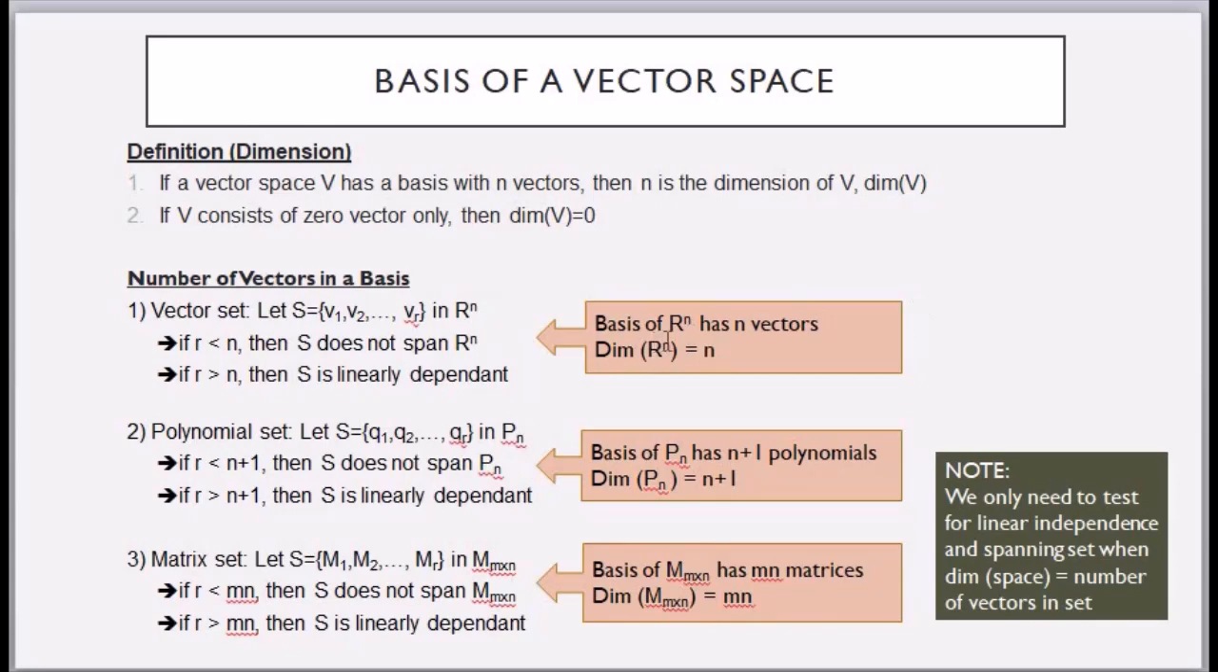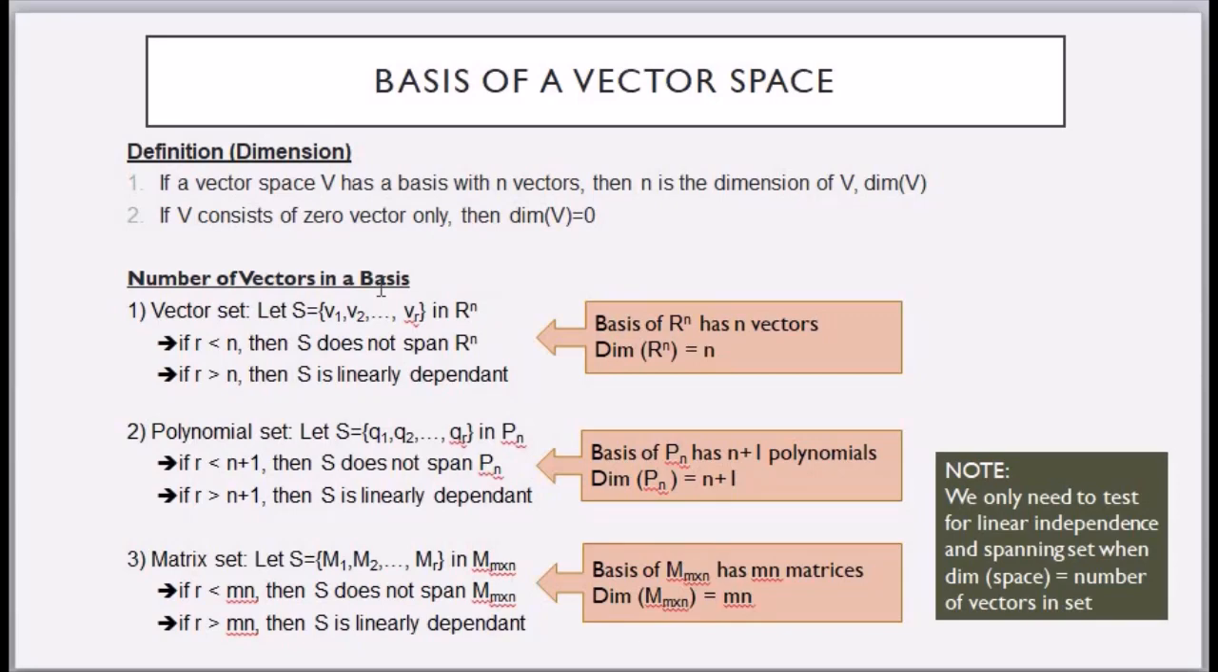Number 1, basis of Rn has n vectors. Therefore, dimension Rn equals n. Okay, we took n from here, Rn. Number 2, basis of Pn has n plus 1 polynomials. Therefore, dimension for Pn equals n plus 1. So, we took n from here. And then lastly, basis of M by n has m times n matrices. And then dimension for M by n equals m multiplied by n. We took it from the size m by n.